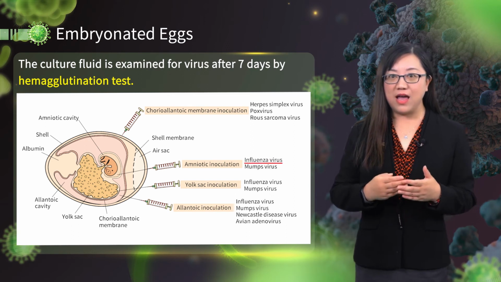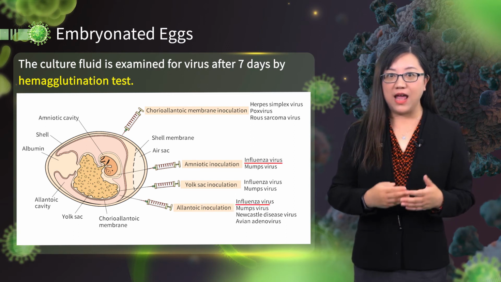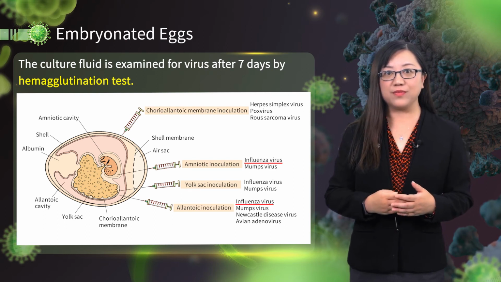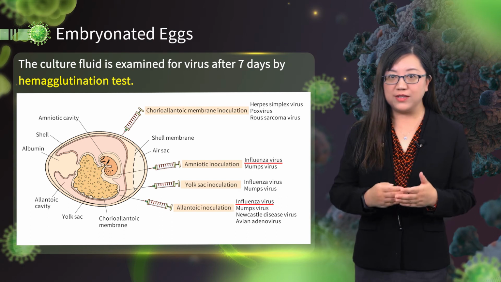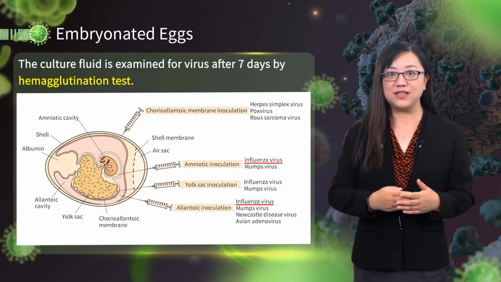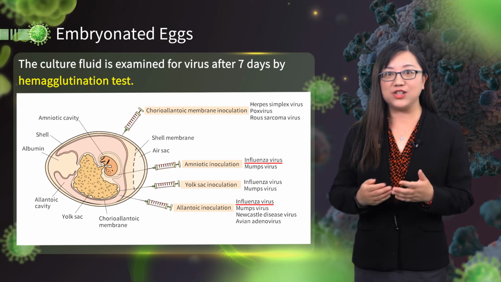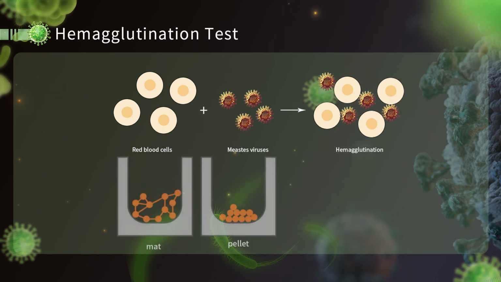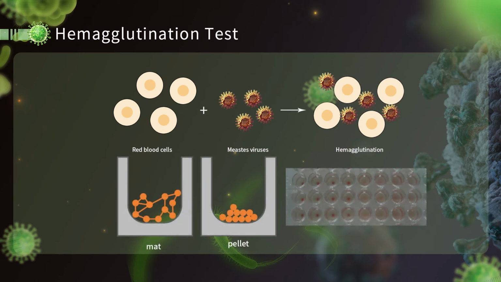The amniotic and allantoic inoculations are common. The culture fluid is examined for virus after 7 days by hemagglutination test. Hemagglutination test is used to identify the viruses.